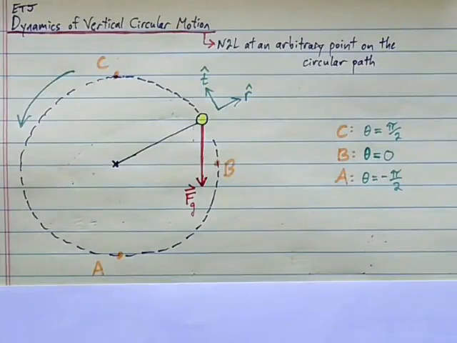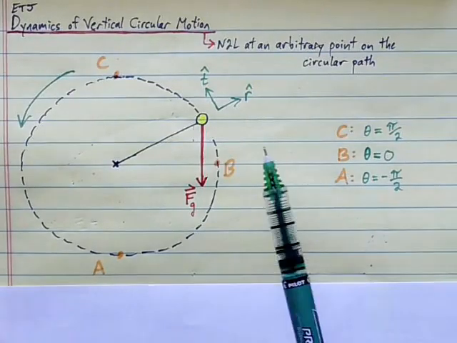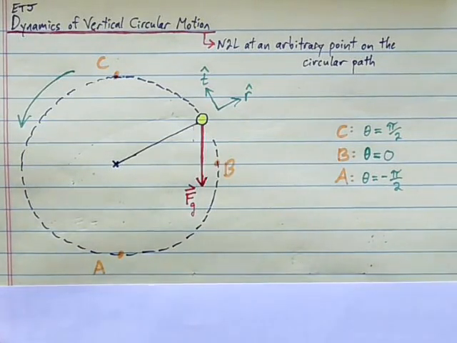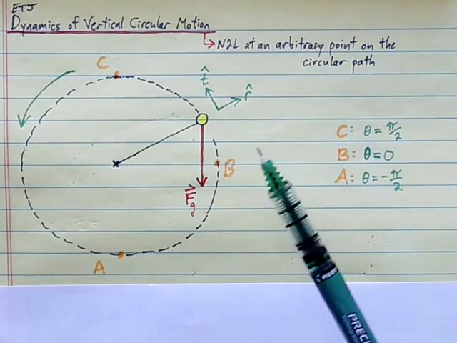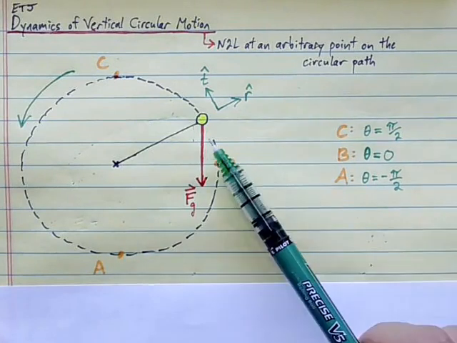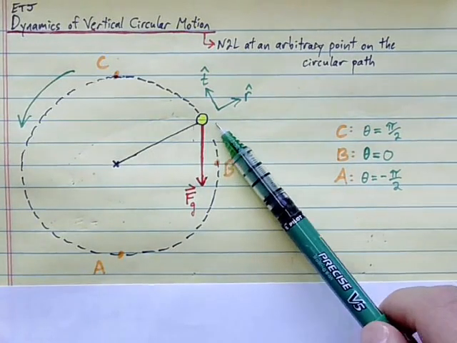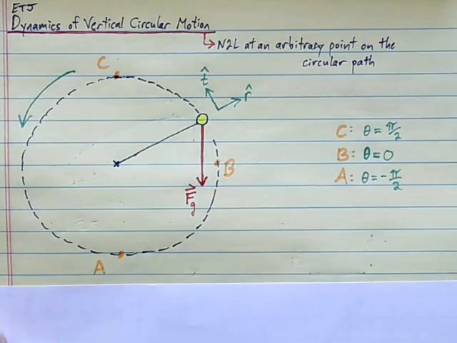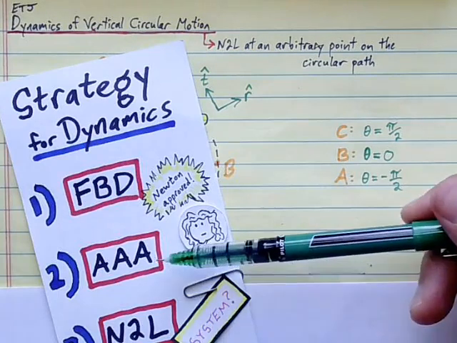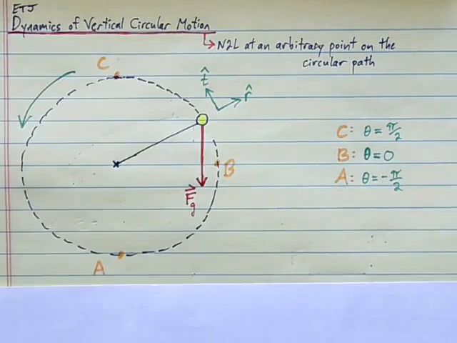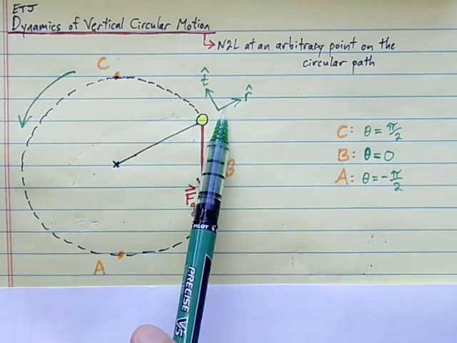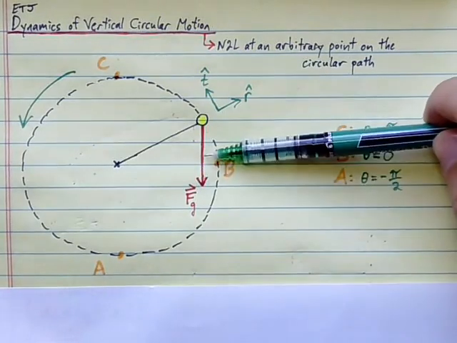The dynamics of vertical circular motion for, say, a ball on a string swinging around like this are relatively simple if we confine ourselves to points like A, B, and C. But if we look at some arbitrary point on the path, like when the ball is here, we have to work just a little bit harder. And we can see why, because of our second step, our axes at this moment are not aligned with one force in particular, the force of gravity.